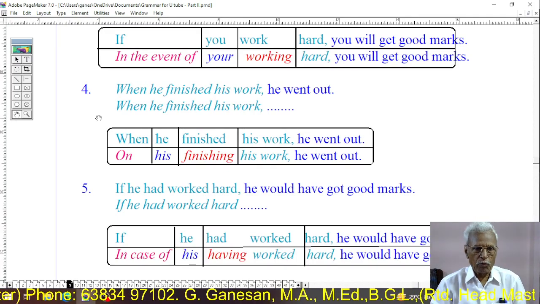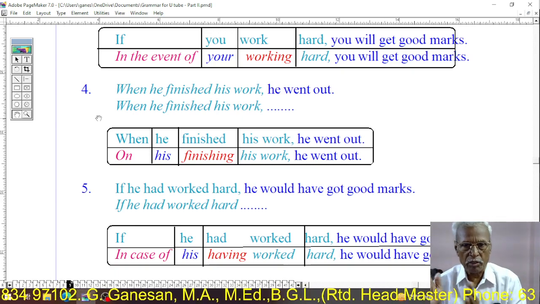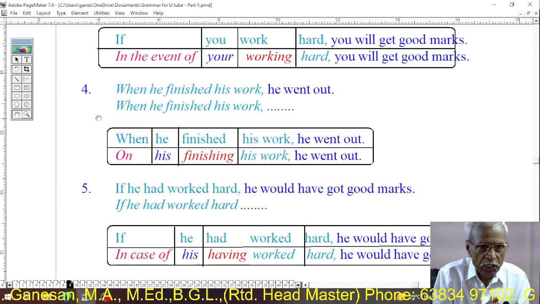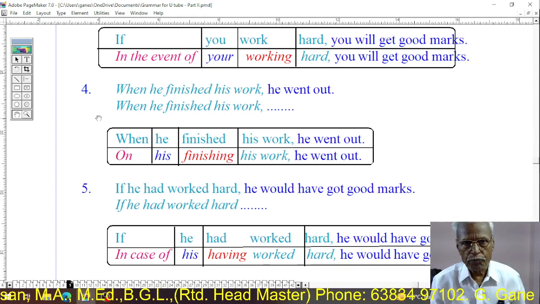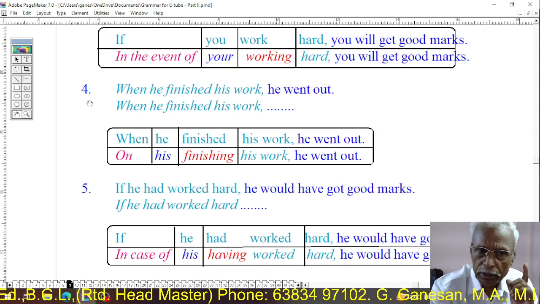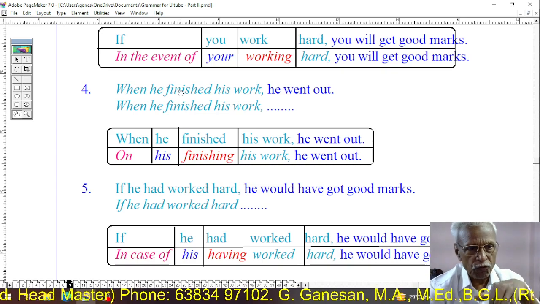Then, the fourth one. When he finished his work, he went out. That is, as soon as he finished his work, he went out. Now, here the subordinate clause is "when he finished his work". We have to change it into a phrase.